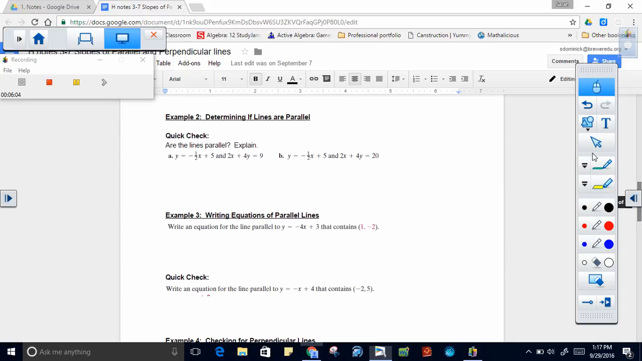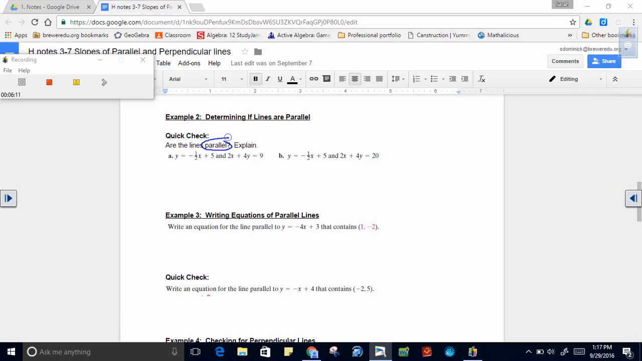So now they're gonna give us two lines. We're gonna tell them if it's parallel or not. Again, if I'm looking for parallel, that means my slopes are equal. So for quick check A, I'm just gonna look at my slopes. For this one, it's a negative 1/2. That was easy enough. Over here, I do not have my slope.